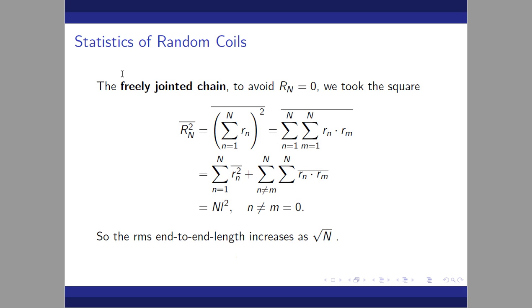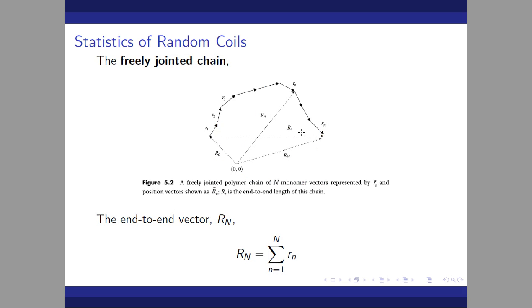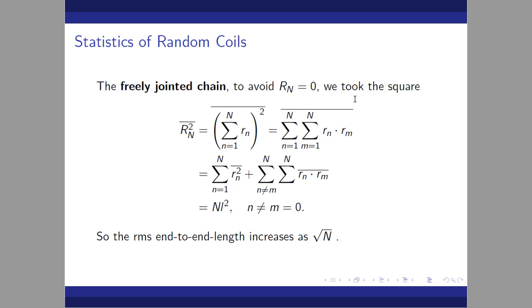Okay, and the freely jointed chain, so to avoid Rn equal to 0. Okay, so kita tak mahu yang Rn ni, ataupun this molecule or the n carbon, coincide with the first carbon. Okay, so then if that it becomes 0. So to avoid Rn equal to 0, we took the square. Rn squared bar equal to NL squared, where n not equal to m equal to 0.